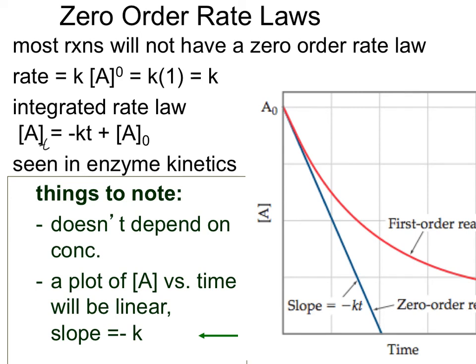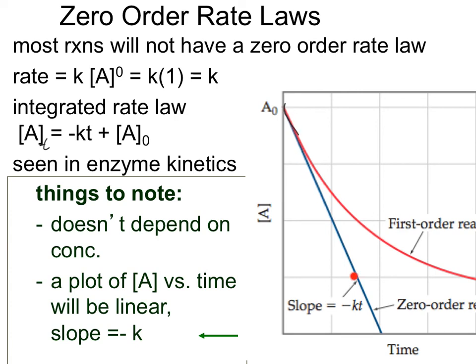Something to know about this is that this is the type of kinetics seen when enzymes are present. It's very common there. Things to note about zero order rate laws: basically, the rate doesn't depend on concentration. What do I mean by that? Well, for a first order reaction, as the concentration changes, the rate of your reaction is also going to change. As time progresses, this line kind of flattens out because the rate of the reaction is actually dependent on the concentration of your reactants.